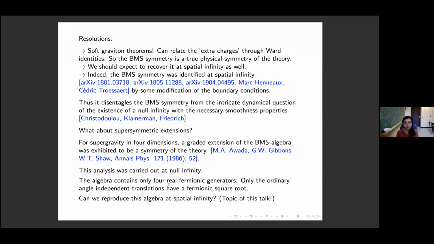So as I mentioned, this analysis was carried out at null-infinity. Can we reproduce this algebra at spatial infinity? This is the topic of my talk today.